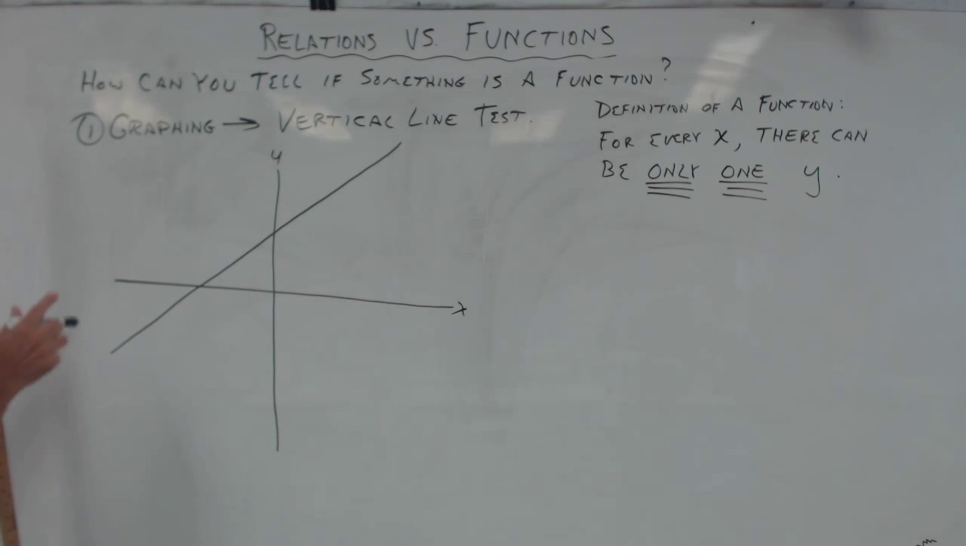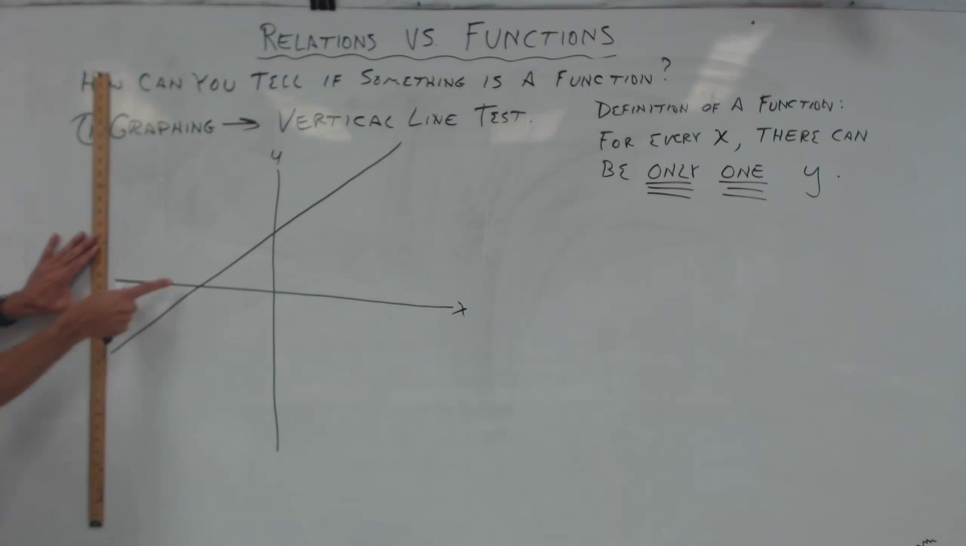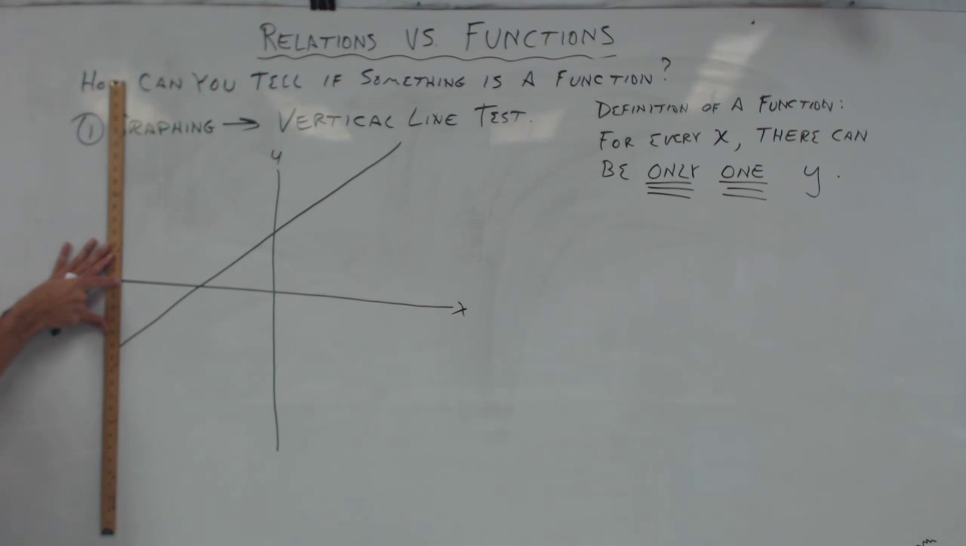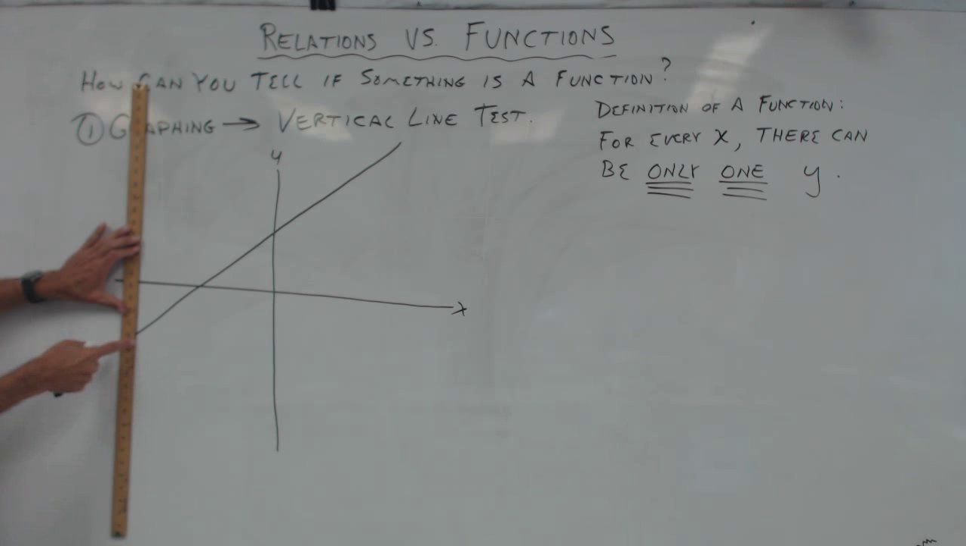So think about it. If you use graphing, if you use a vertical line test, and I come across here, and here's my line, I'm trying to figure out, is this line a function? Okay, I come vertically like this, and I hit a point on this line. Is there one place or two places where this vertical line hits the graph? So for this x right here, can you guys see this? There's only one y, right? For this x right here, there's only one y right here.